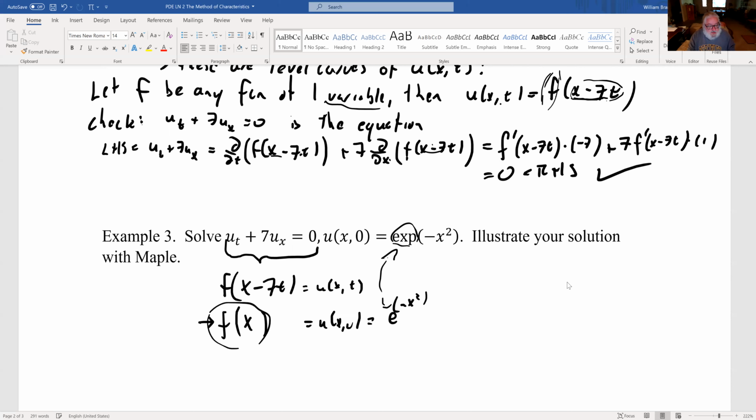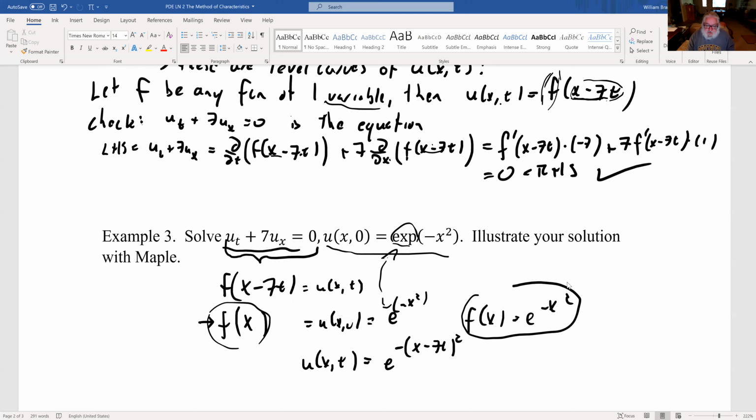So what is f of x? We're now evaluating this constant. f of x equals e to the minus x squared. So what's a function that solves this equation and matches this initial condition? u of x comma t must be e to the minus quantity x minus 7t squared. Because how do we get our solution? We take this function f of x, that's our function of any variable, and then we plug x minus 7t in for the x. So there's our x minus 7t squared.